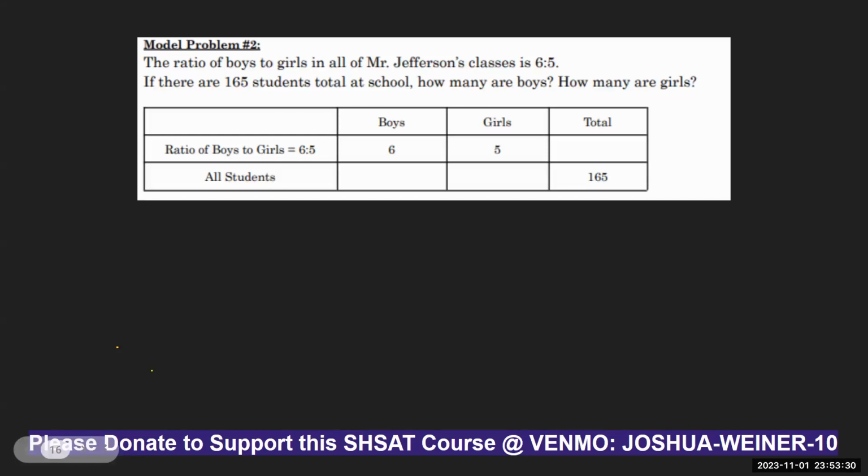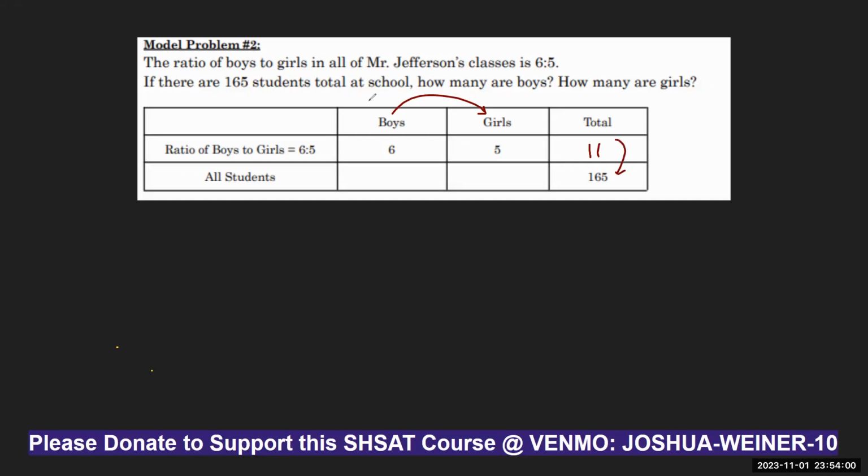Model problem number 2. The ratio of boys to girls in Mr. Jefferson's class is 6 to 5. If there are 165 students total at the school, how many are boys and how many are girls? Well, to do the math here, same idea. We're using just 2 genders, so boys plus girls would be a total of 11 students counted. But there aren't 11 students in all of Mr. Jefferson's class, but that's the ratio.